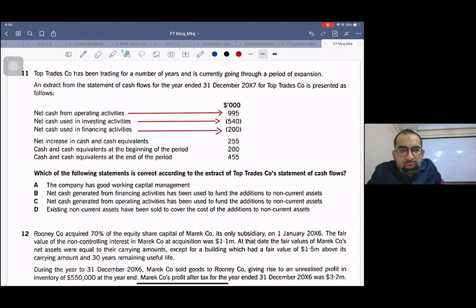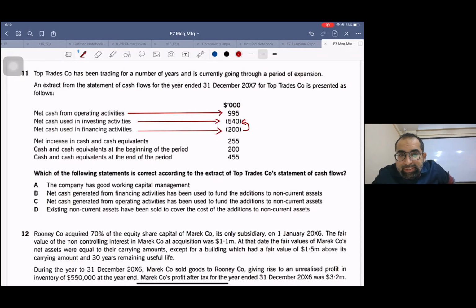What does this say? Do you use your brain? Your financing activities are negative, that means you repaid loan. Just assume you repaid loan, that's why it's negative. You didn't generate any loan. Sometimes your financing activity is positive and investing is negative, that means you generated finance and invested in investing activities. Sometimes financing activities are positive, that means you generated new finance and bought fixed assets, so that makes sense. But in this question, this is not the case.